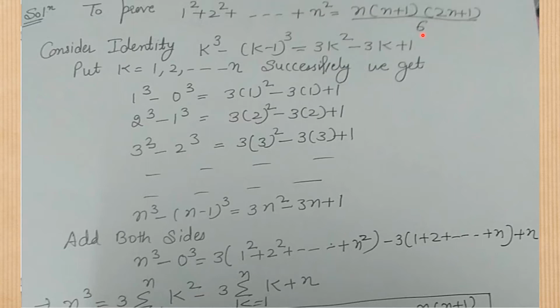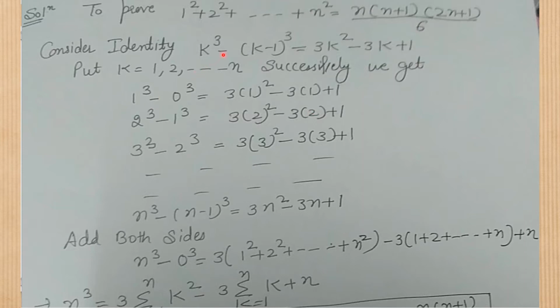First of all, we consider the identity k cube minus k minus 1 whole cube. When you open it, it will be 3k square minus 3k plus 1. You will consider this identity. Now put values of k as 1, 2, 3, and so on up to n successively. I will start with 1. So it will be 1 cube minus 0 cube equal to 3 times 1 square minus 3 times 1 plus 1.